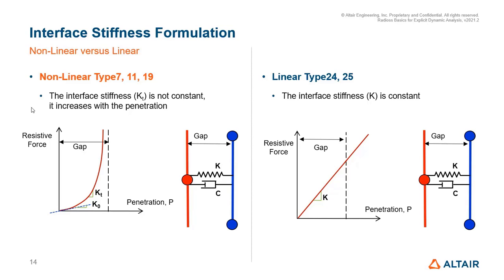In non-linear stiffness contacts, the interface stiffness is not constant and it depends on the rate of change of penetration. So here you can see the initial stiffness is K0 and it varies as the rate of penetration increases, and your instantaneous stiffness will be KT. And in linear stiffness contact, you can see K0 equals KT. So your stiffness is always constant.